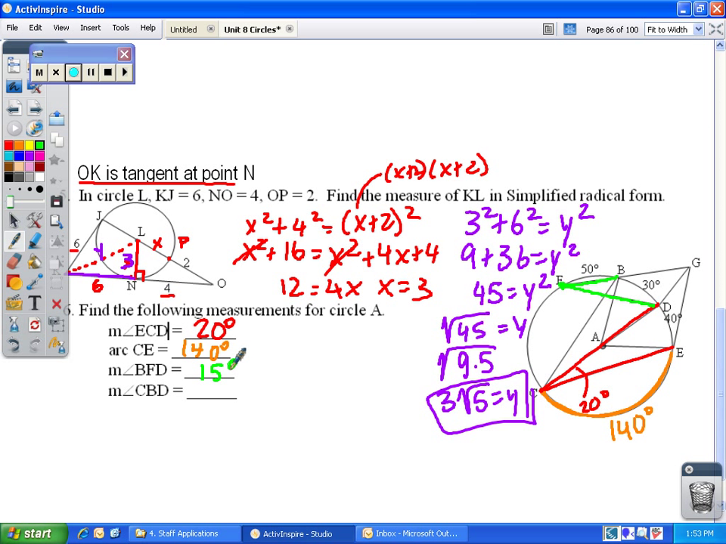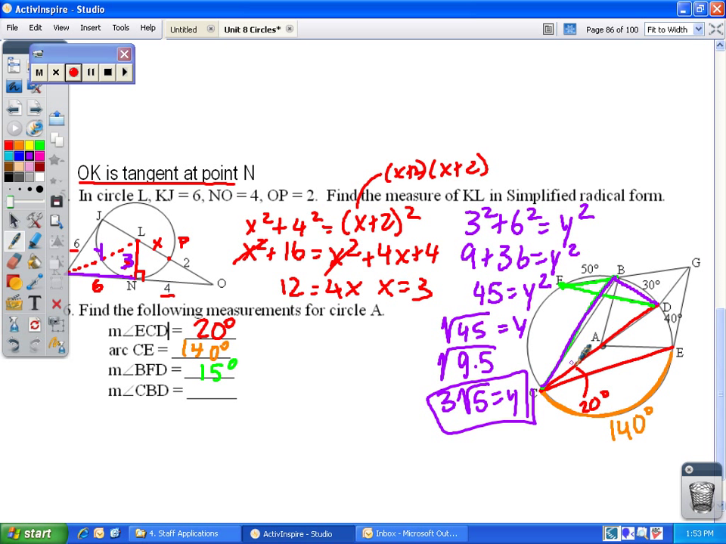And last but not least, we're looking for CBD. CBD. That angle. Okay. It doesn't look like it's actually drawn in there, but we can draw that in. So C, let me kind of do this in a new color. C, B, and then D.